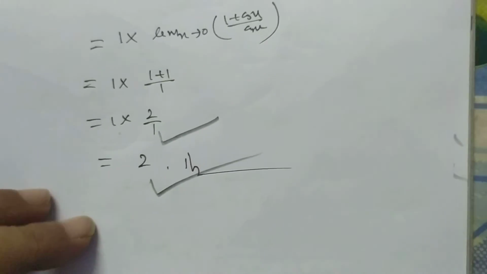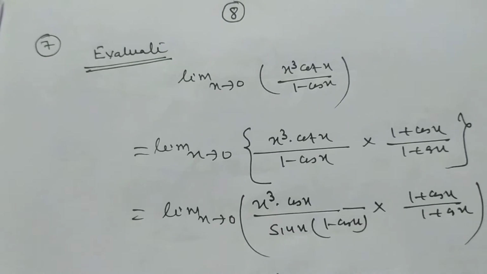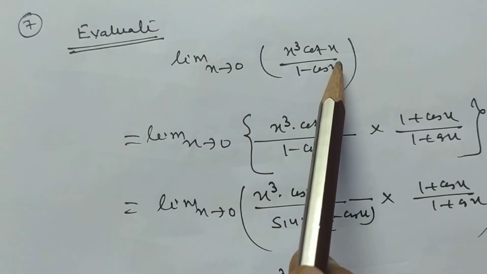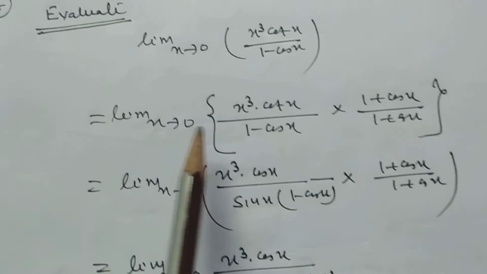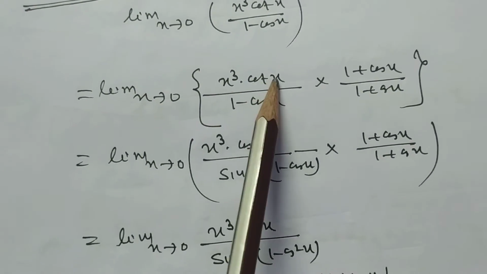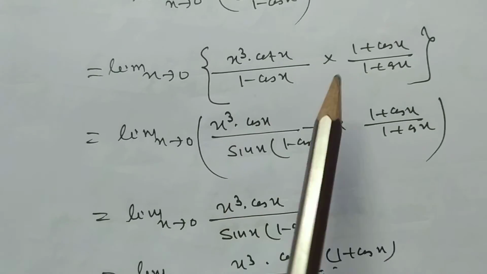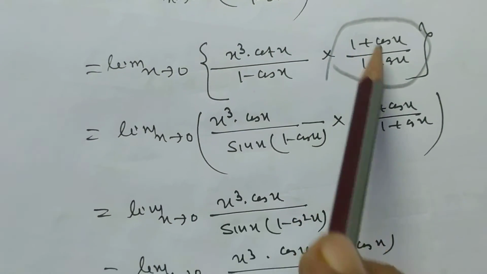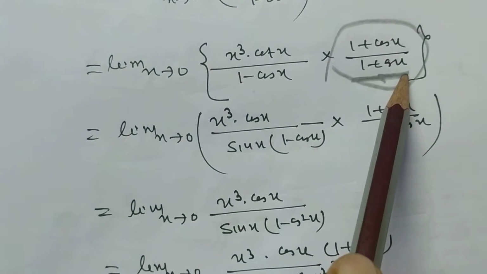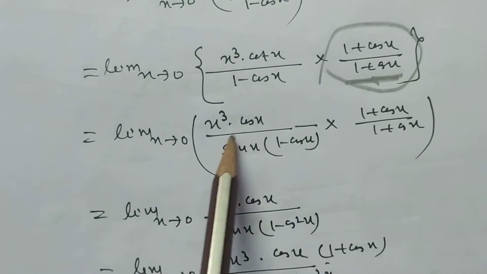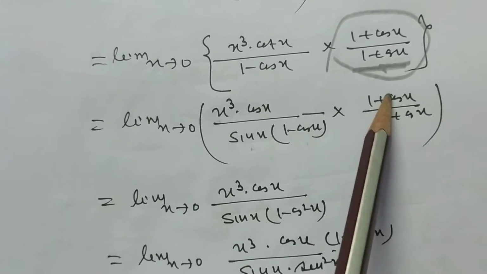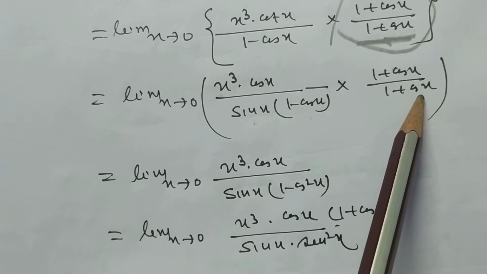So, my dear student, now, I want to discuss again the most important problem, limit x tends to 0, x cube cot x by 1 minus cos x. Limit x tends to 0, x cube cot x, 1 minus cos x, and here also we do some arrangement. We multiply the numerator and denominator by 1 plus cos x. So it will be x cube cos x by sin x instead of 1 minus cos x, 1 plus cos x divided by 1 plus cos x.